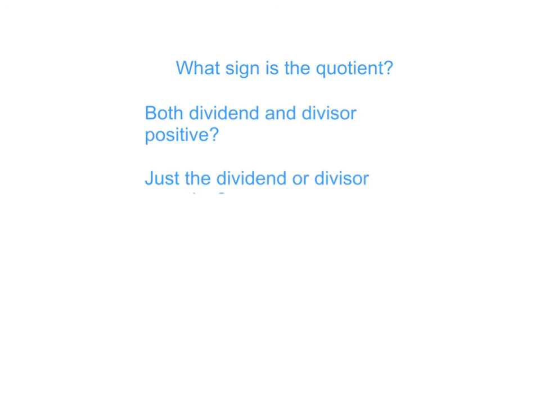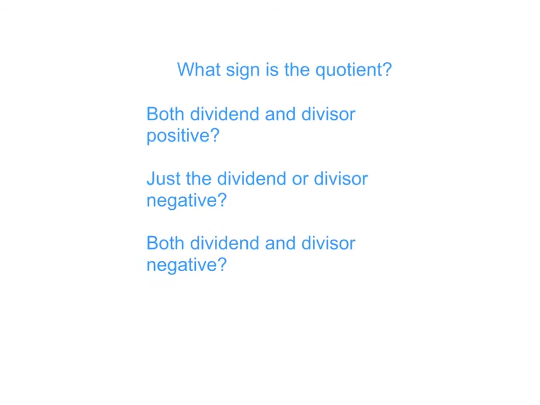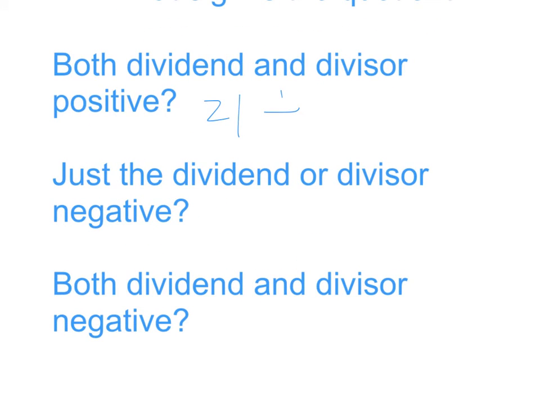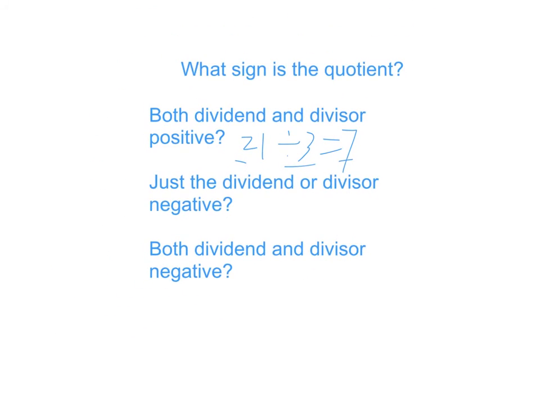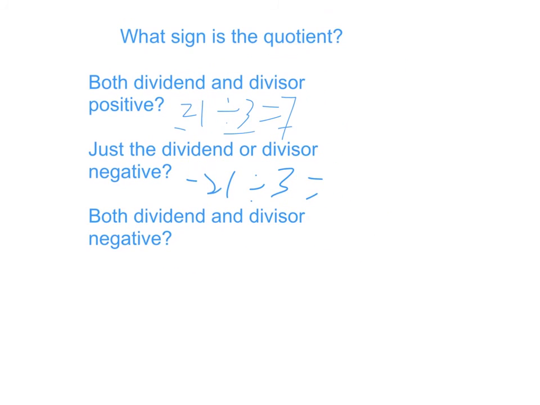What sign is the quotient if both the dividend and divisor are positive? So that's 21 divided by 3 equals 7. So dividend and divisor are positive. Well, what's my quotient? Oh, it's positive. Okay. So now if I look at just the dividend or divisor being negative, that means one or the other. So negative 21 divided by 3 would equal, let's see, I'd have to multiply by negative 7. So negative 7, that means one of the two is negative, and my quotient was negative, okay?